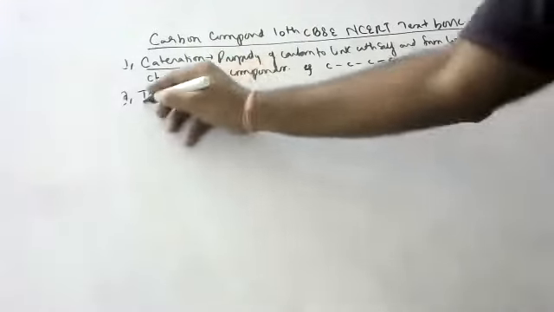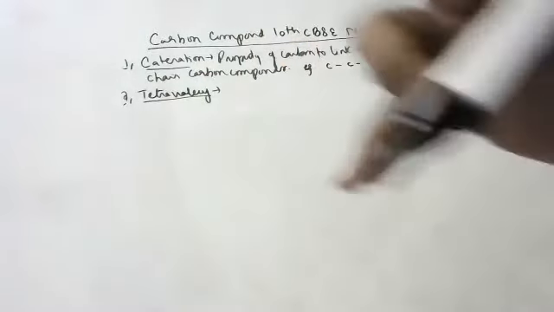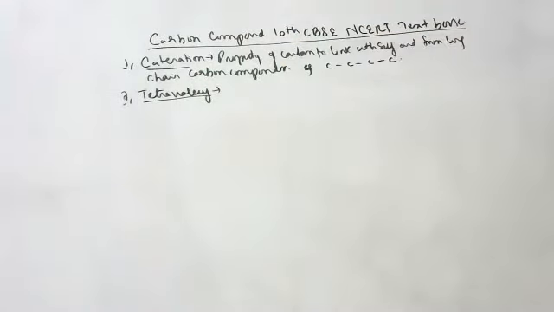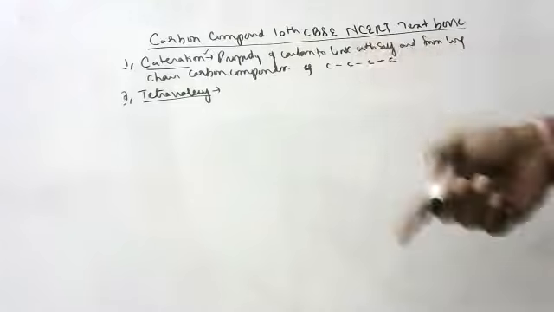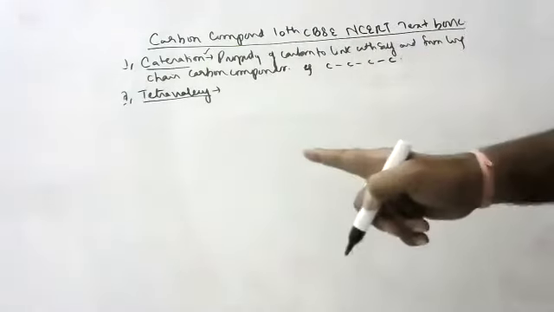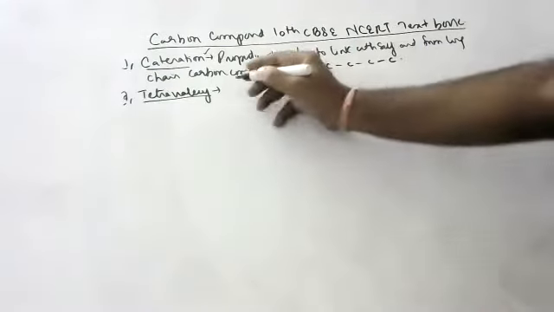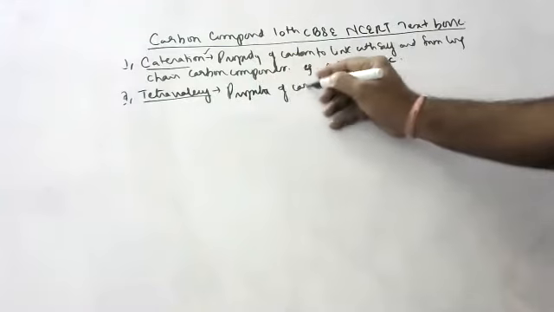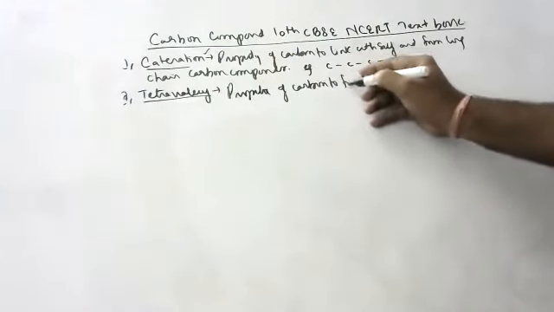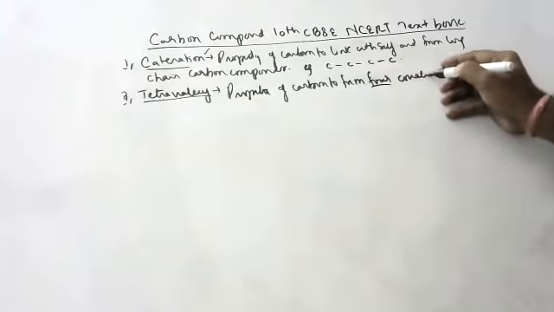Why does carbon form innumerable compounds? Catenation and tetravalency. What is catenation? Property of carbon to link with itself and form long chain carbon compounds. What is tetravalency? Property of carbon to form four covalent bonds.